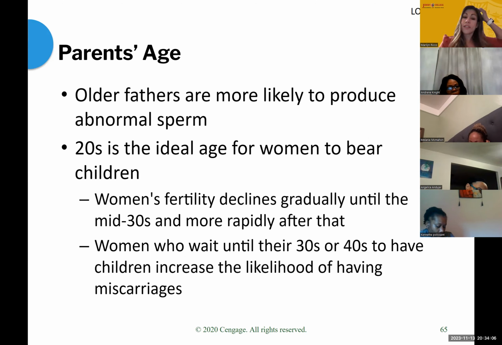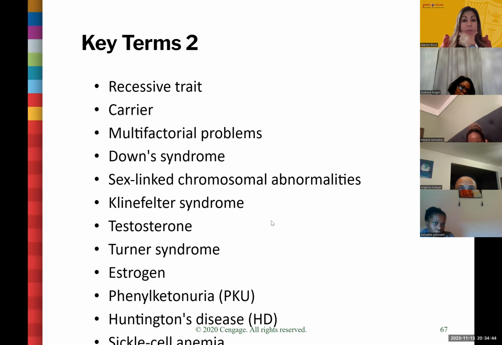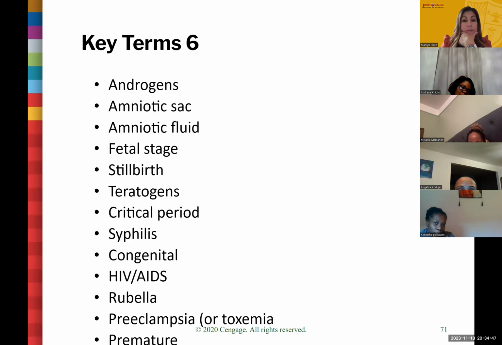Women's fertility typically starts to decline gradually after the 20s until the mid-30s, and more rapidly after the 30s. Women who wait until their 30s or 40s to have children increase the likelihood of having miscarriages. And many people are starting to wait till those times, and there are a lot of factors that play in. If you wait, you're increasing the likelihood, but you also have this small window. So if you haven't had children and you're in your 30s already, then you have to make decisions quickly, right? So that's it. These are all of our terms here. A lot of information.